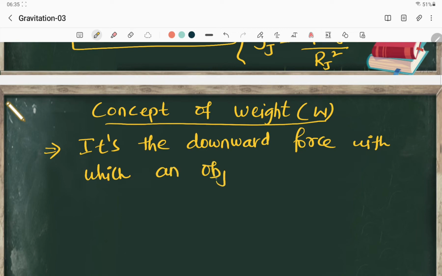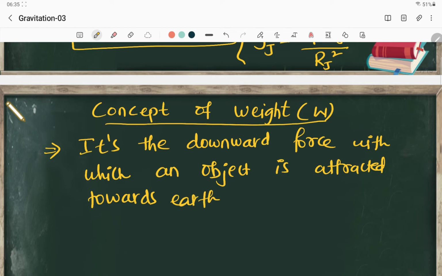an object is attracted towards Earth, or towards any celestial body, or towards the moon, towards Jupiter, whatever it may be. As we are on Earth, we are keeping this as Earth, but Earth can be replaced by any celestial body here. So the downward force with which an object is attracted towards Earth is called its weight. Write down this definition, I will explain.